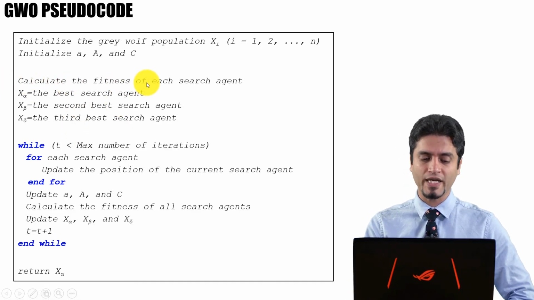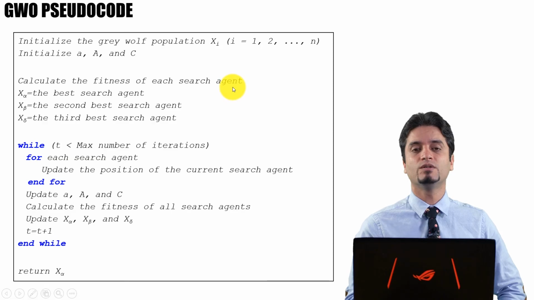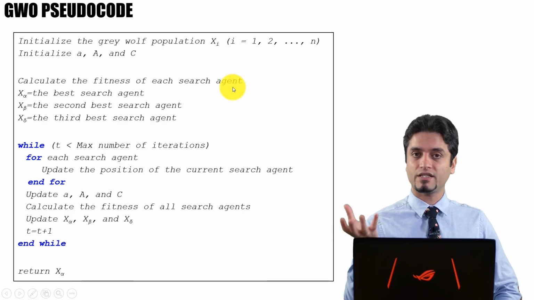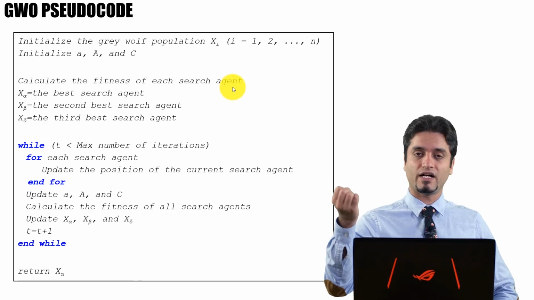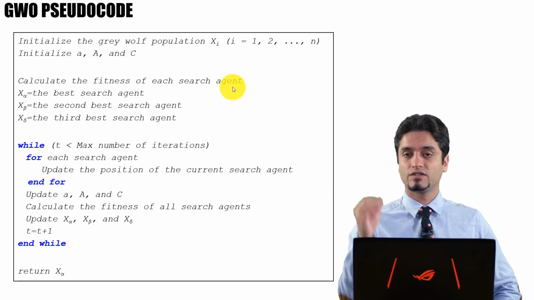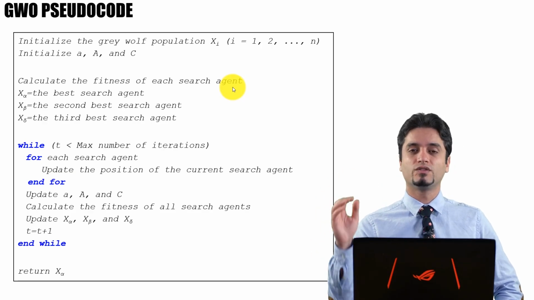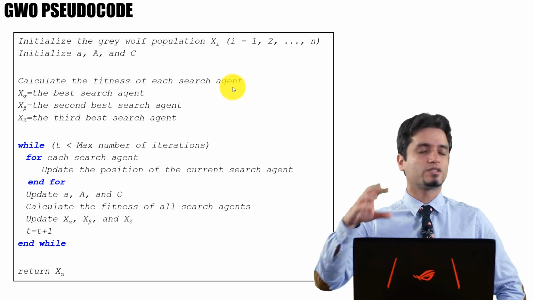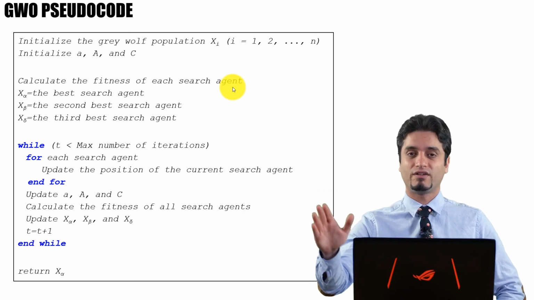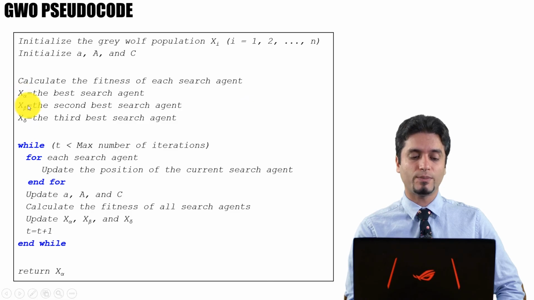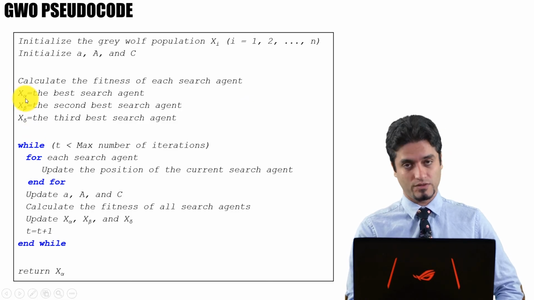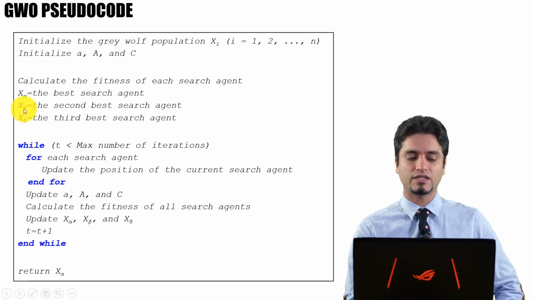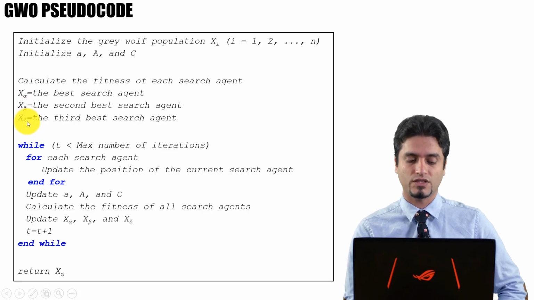Anyway, we calculate the fitness of each search agent, which means we use the objective function or cost function to calculate the fitness value, objective value, or cost value for each solution. So if you have 10 gray wolves, you should have 10 objective values, one for each. Then we choose the best 3. We assume the best solution is alpha, the second best solution is beta, and the third best solution is delta.